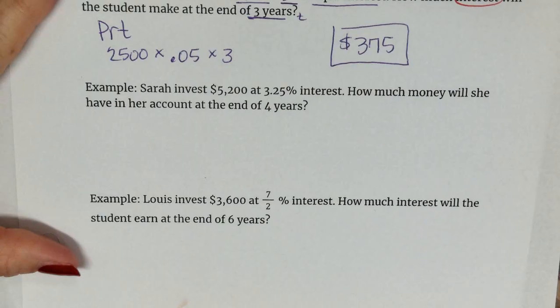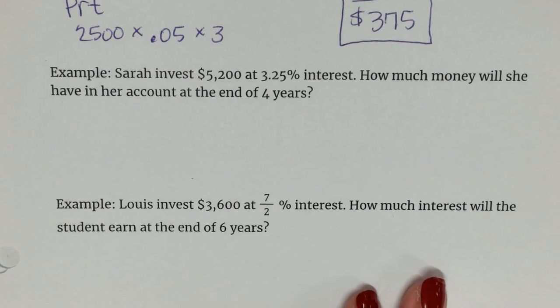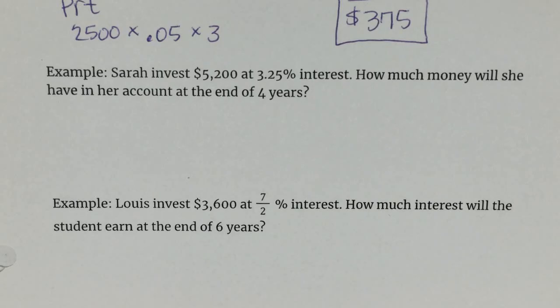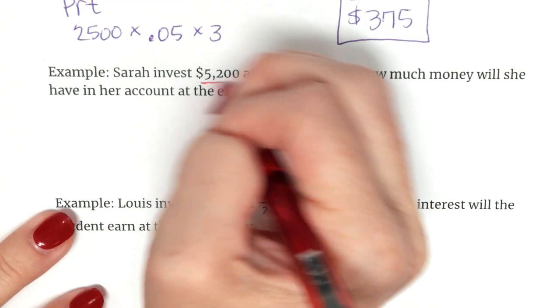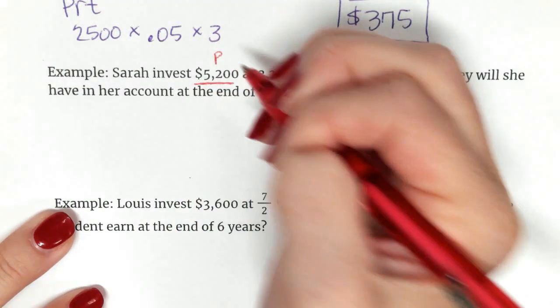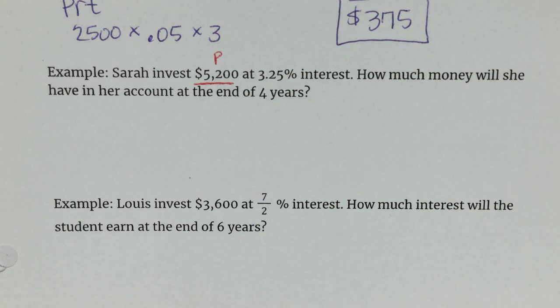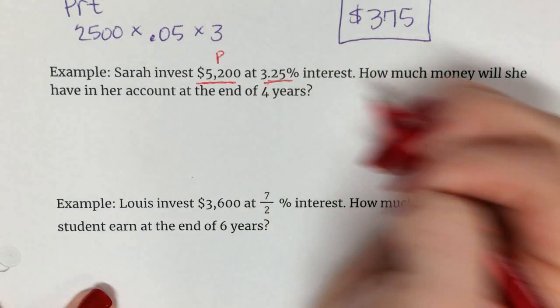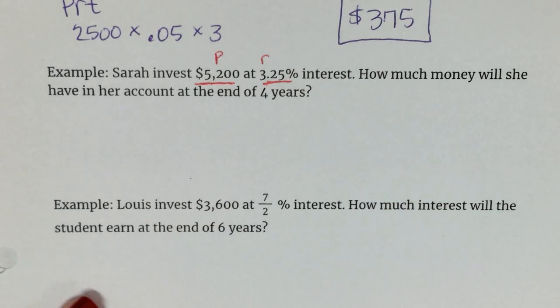Look at the next one. Sarah invests $5,200. What is that going to be? The P. At 3.25% interest, what's this going to be? The R, but what do I have to do to it?